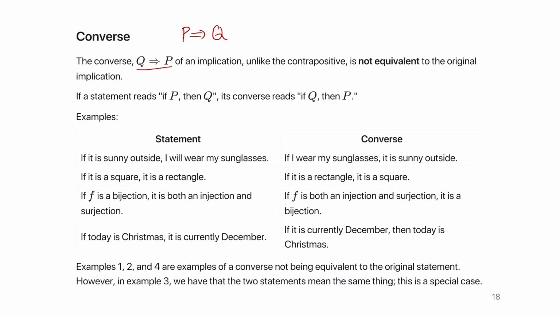Another, more obvious example: if our implication is, if it is a square, it is a rectangle, its converse would be, if it is a rectangle, it is a square. But that's also not true, because not all rectangles are squares.